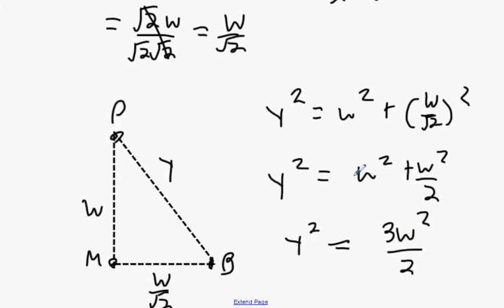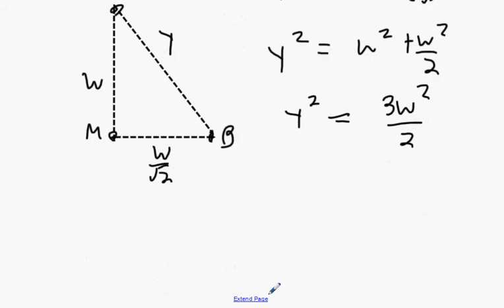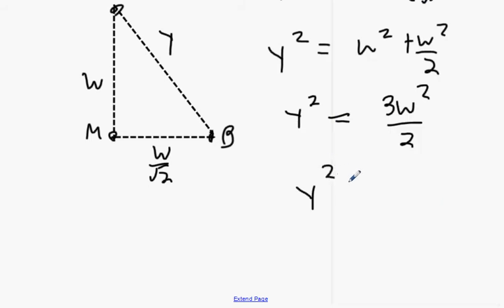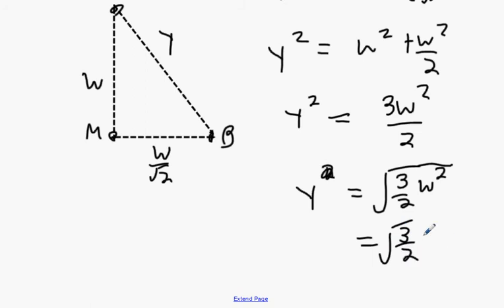It's 1 plus a half, which is 3 over 2, okay? 3 W squared? It's basically 1 plus a half. It's 1 W squared plus a half W squared. You throw them into the calculator, it's 3 over 2. Now, 3 over 2 W squared, which is the same thing as root 3 over 2 W.